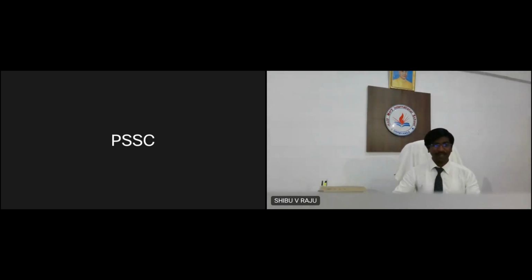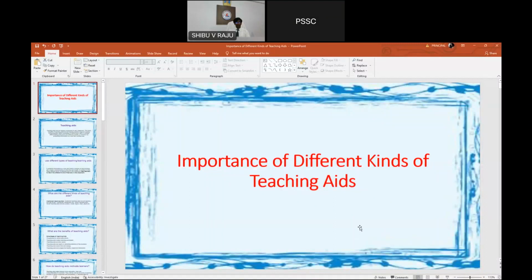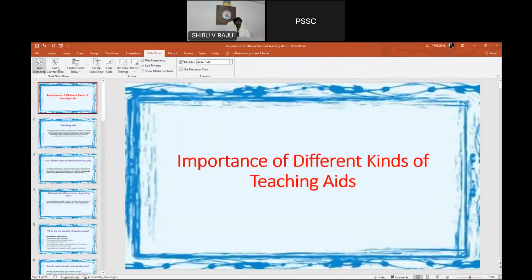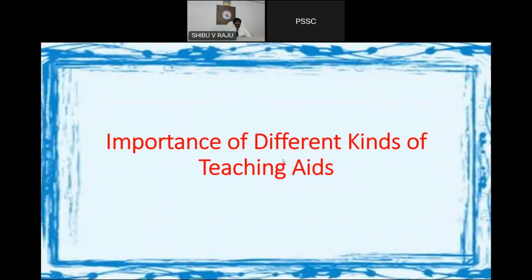Today we are going to reflect on this topic, the importance of different kinds of teaching aids. That's one of the topics that we have. When we think about different kinds of teaching aids, it has become a regular thing in our life. Every day we go to class, every day we deal with the same topic, the same style. There can be a change, and teaching aids are one of those.